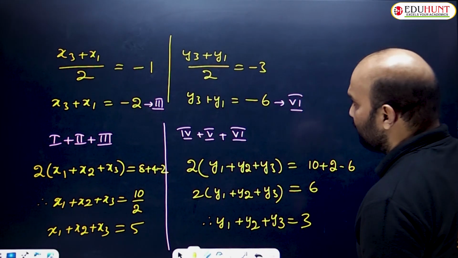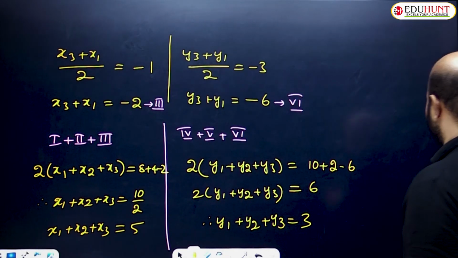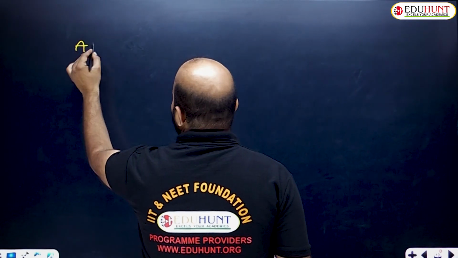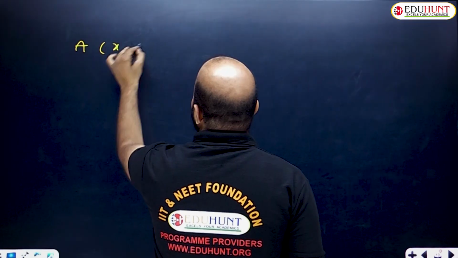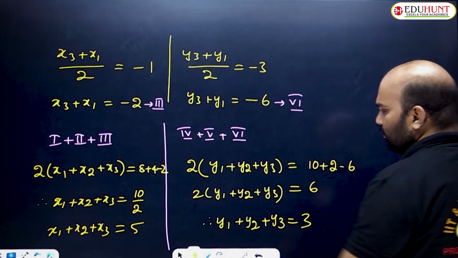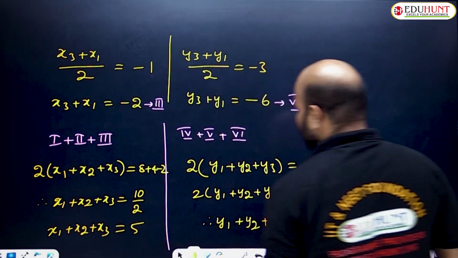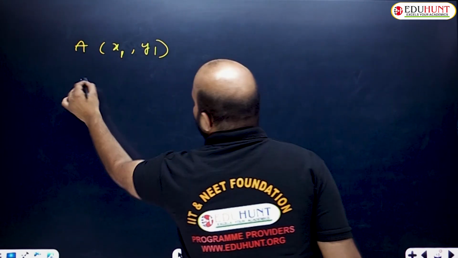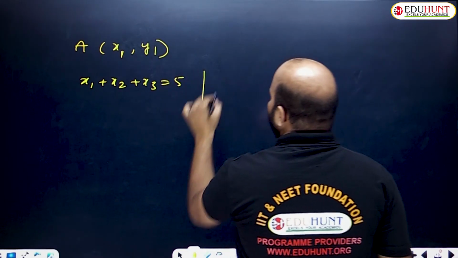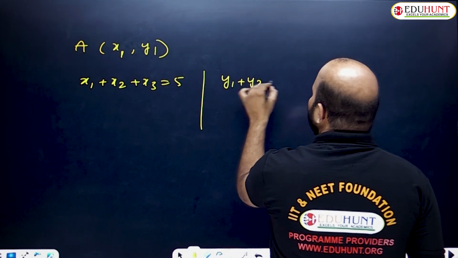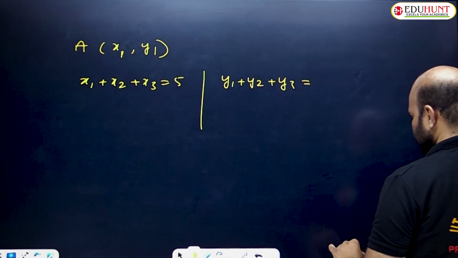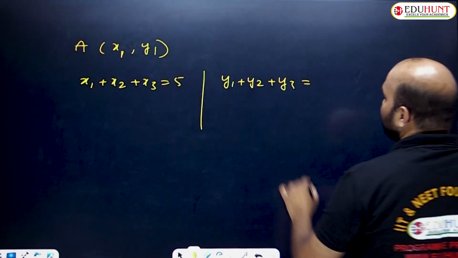Am I clear? But the question I am asking is the vertex A coordinates. So clearly we need to understand. A coordinates means x1 comma y1. How will we get x1 comma y1? Here we got x1 plus x2 plus x3, you know that value is 5. Again y1 plus y2 plus y3 equals what you are getting? 3. Am I clear? 3.